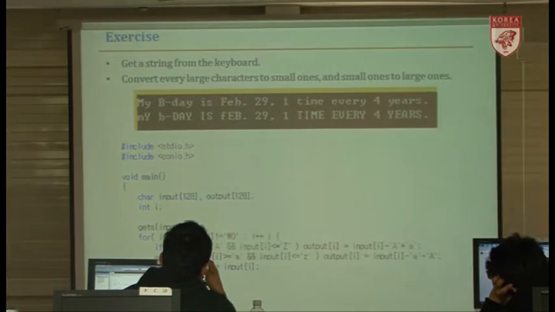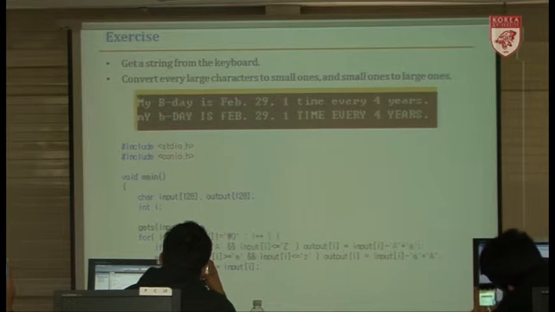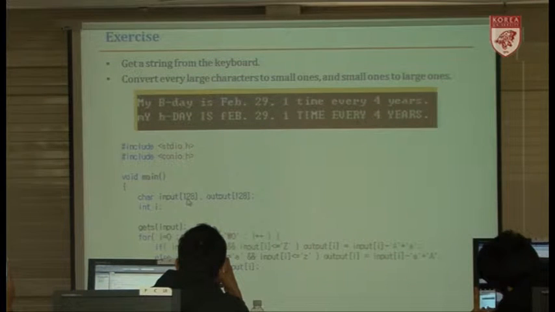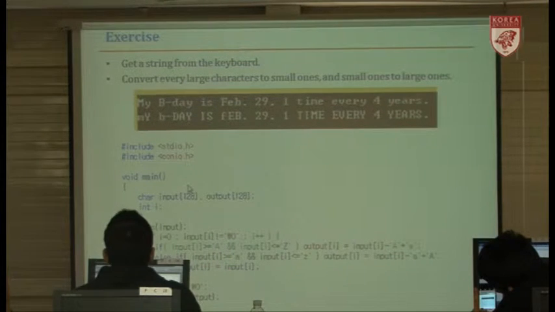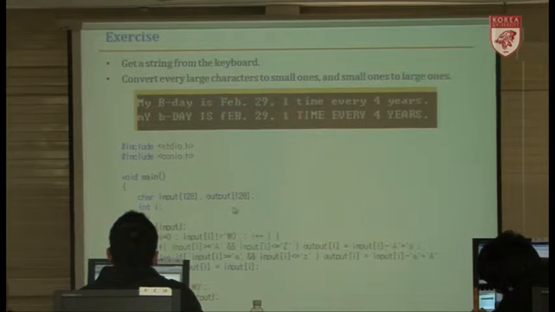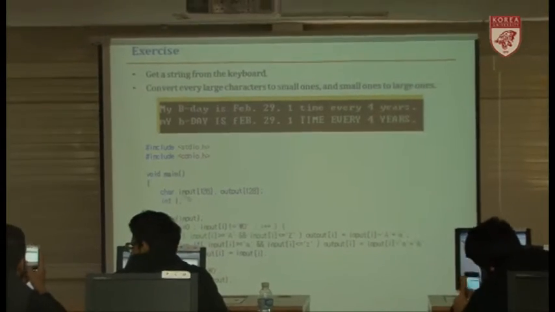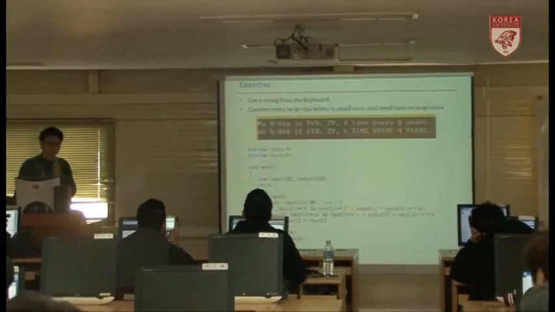Okay, so here is my implementation. I first declare two character arrays. One is input with size 128, in order to make enough space, and I also make the output 128, and the integer i. And using the gets function, I get the input.